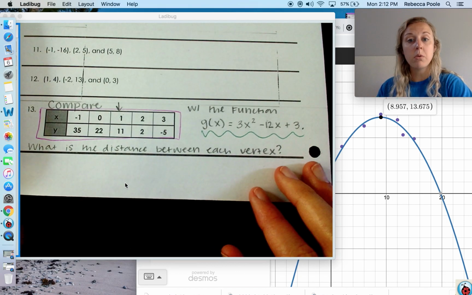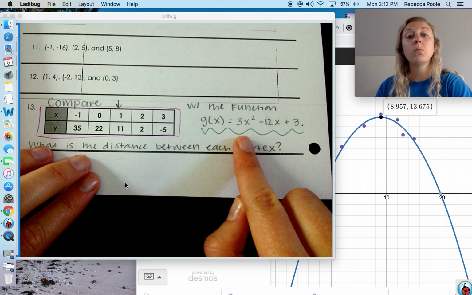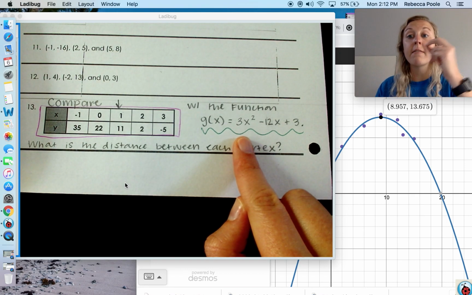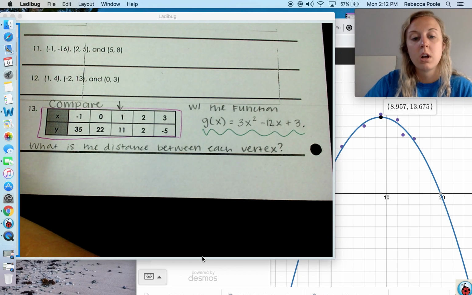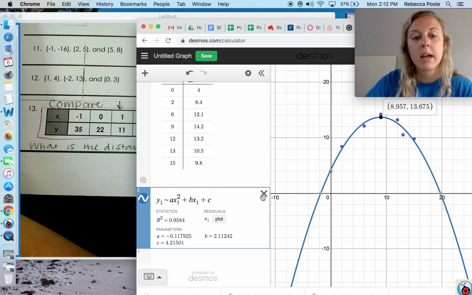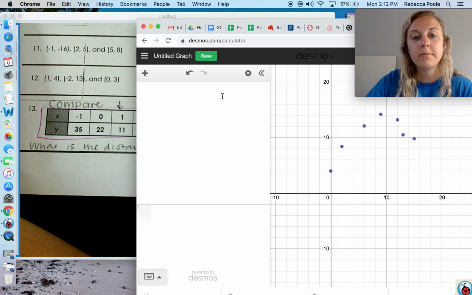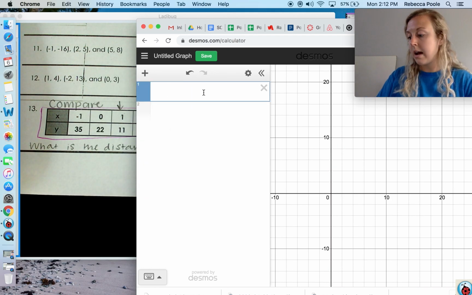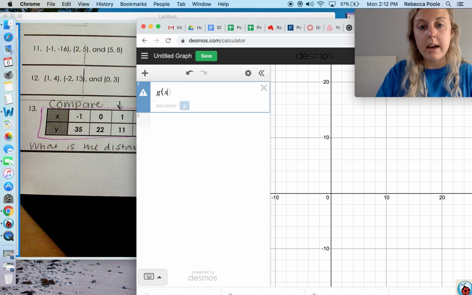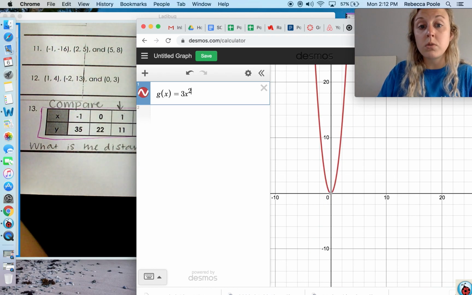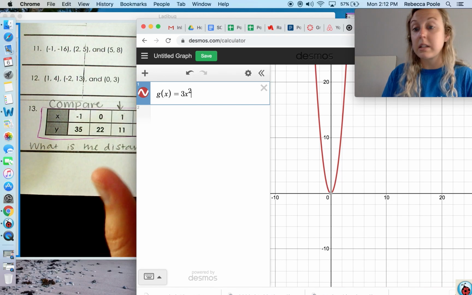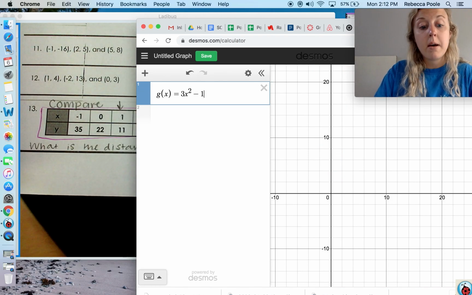So if it's okay with y'all, I'm gonna start with the green one because it should be faster to find the vertex of this one, because all I have to do is type in the equation. So I'm gonna go to desmos.com, exit out what I had, and I'm gonna type in g of x equals 3x squared. This one we don't do the squiggle, we do an actual equals because they gave me an equation, okay? Minus 12x plus 3.